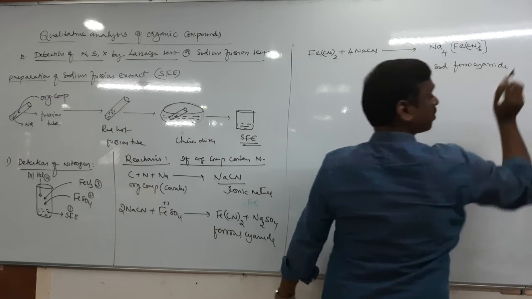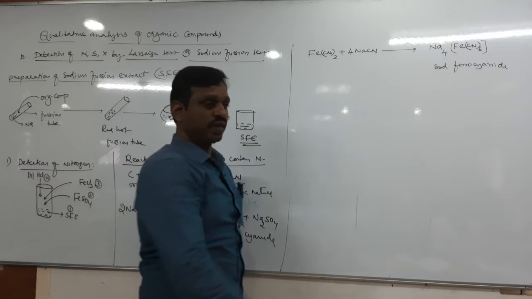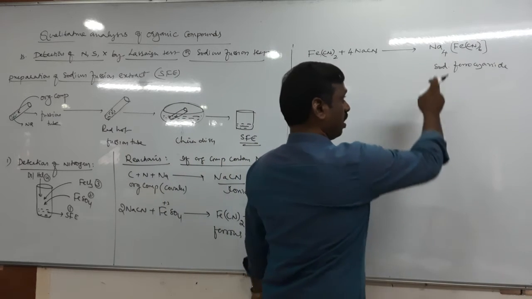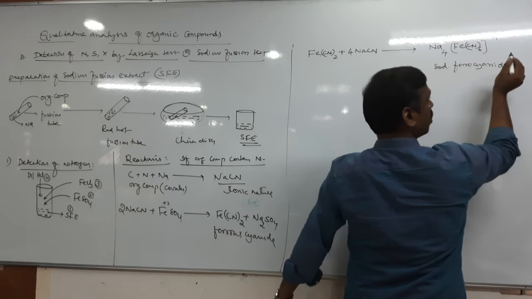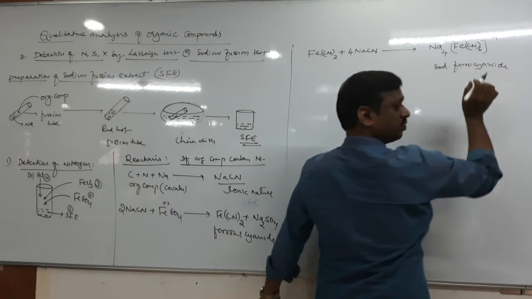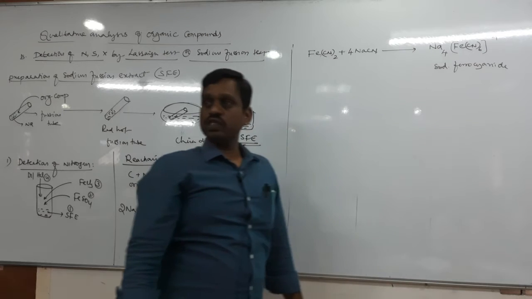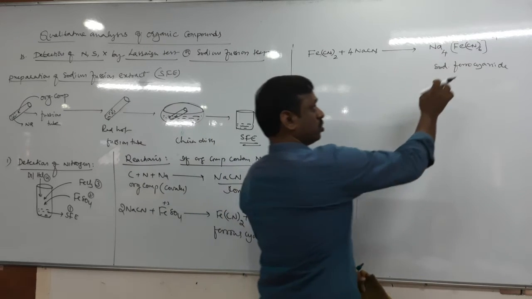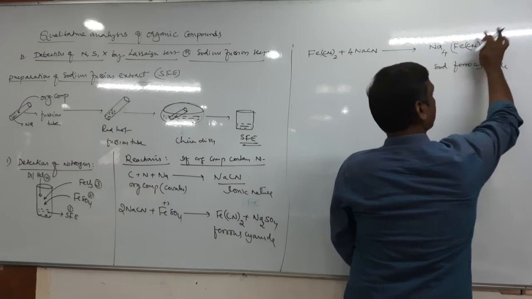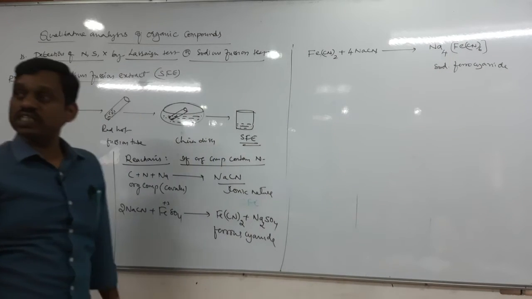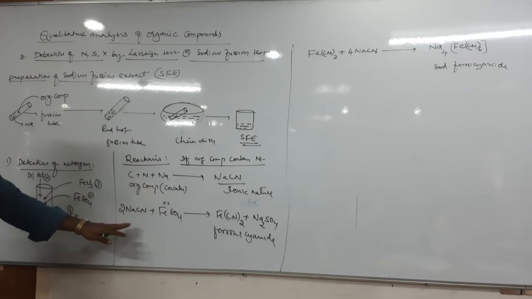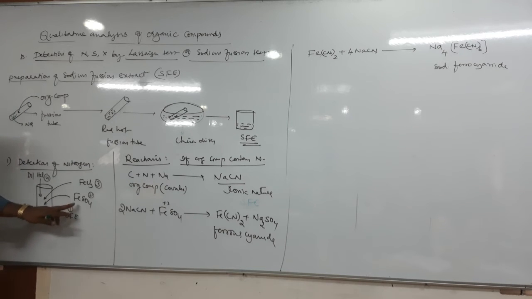You have studied this in coordination compounds. It is ferro-, ferri-. If it is 3, it comes as ferri, because actually it is a -4 complex, no? If it is -4, you will get +2. So this is sodium ferrocyanide. This is the intermediate. Sodium ferrocyanide will be formed when ferrous sulfate is added to sodium fusion extract.